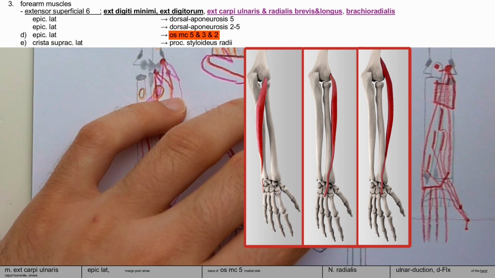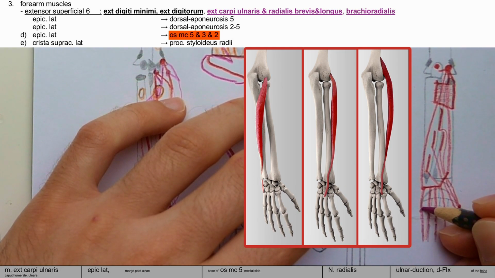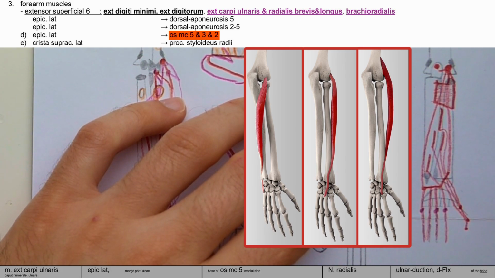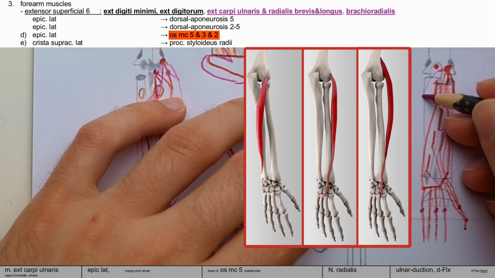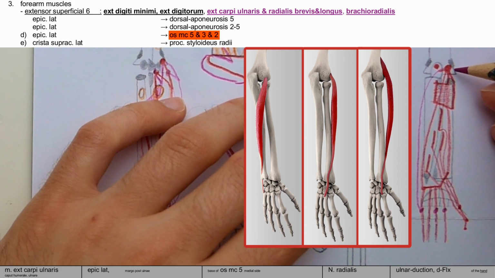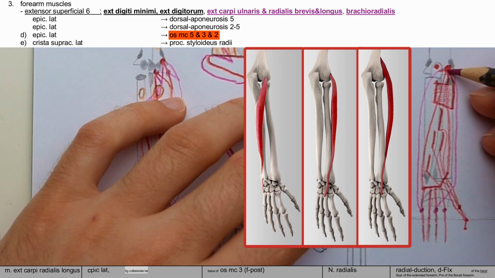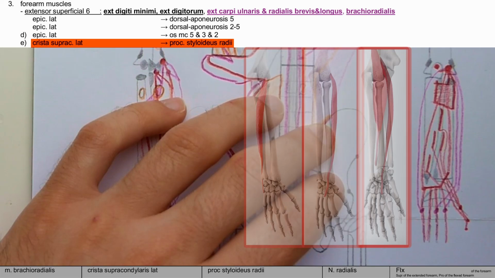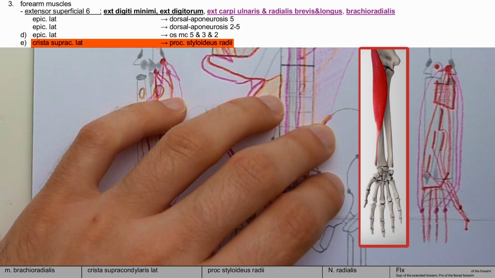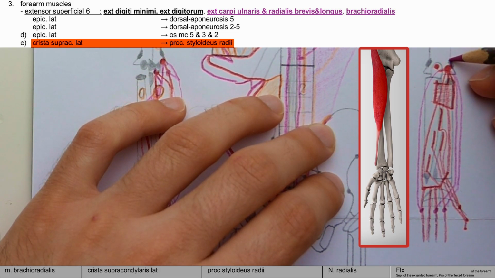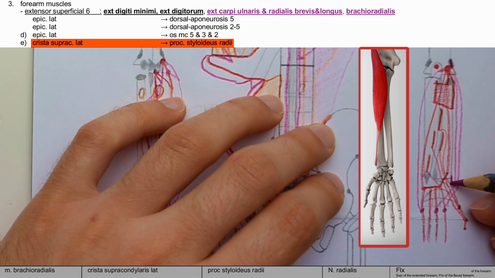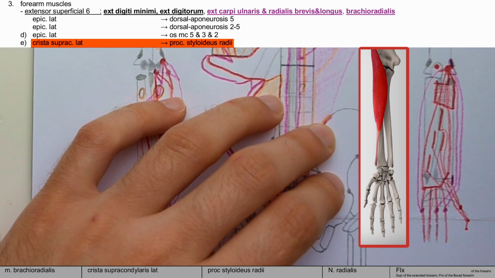The fourth step is about the carpal muscles. We draw the 3 insertion points on the metacarpal bone of the 5th, 3rd, and 2nd finger. We then connect the lines so that we have musculus extensor carpi ulnaris, radialis brevis, and radialis longus. The 5th step is about musculus brachioradialis. Its origin is this time on crista supracondylaris lateralis, and it inserts into processus styloideus of the radius.